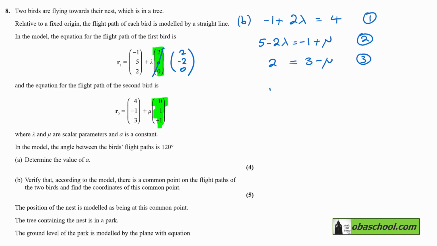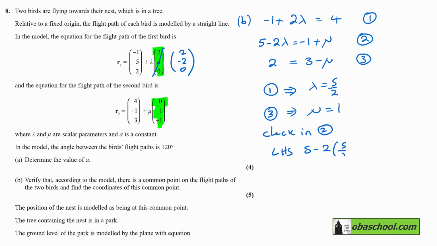Let's call that 3. Equation 1 would give us 2 lambda equals 5, so lambda equals 5 over 2. Equation 3 would give us that mu is equal to 1. 3 take away 1 is equal to 2. We need to check in 2 to make sure that works. So if we look at the left-hand side, that'll be 5 take away twice 5 over 2, which is equal to 0. If we look at the right-hand side, that would give us -1 plus 1, which is equal to 0. So that works.